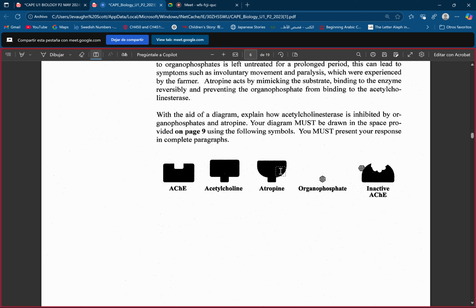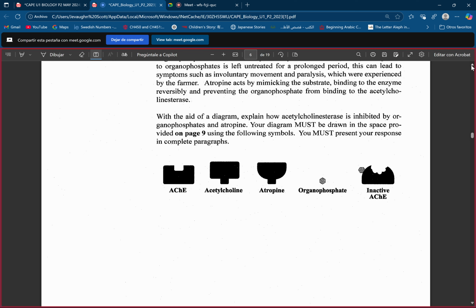So we have atropine, right? So binding permanently, right? We have acetylcholine, right? And we also have the organophosphate and inactive acetylcholinesterase. Right? So looking at something like that, you must be able to draw a diagram that explains how acetylcholinesterase is inhibited by organophosphates and atropine.